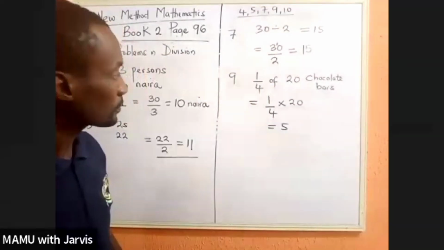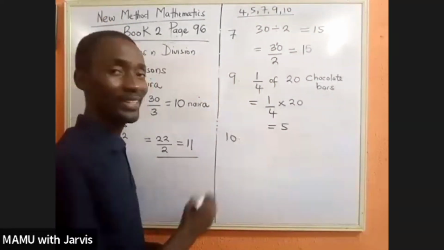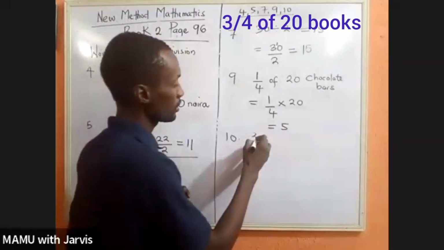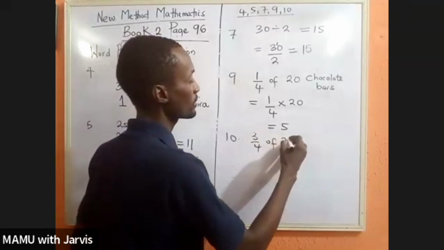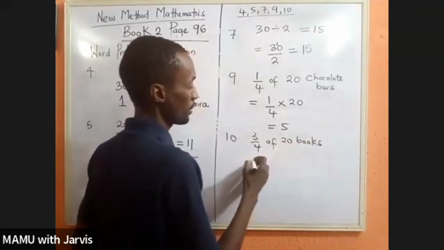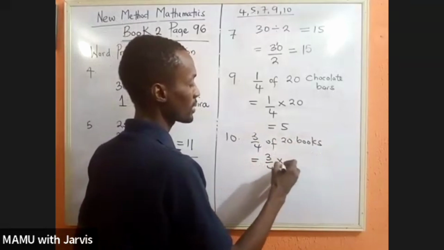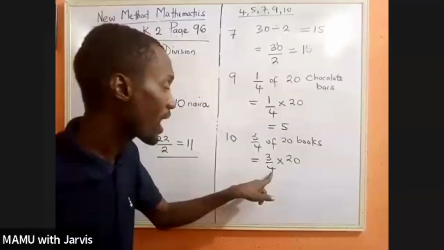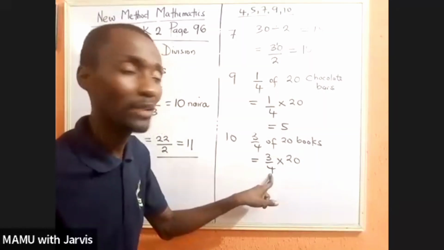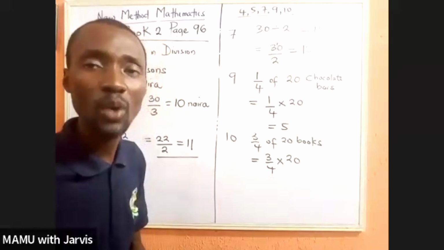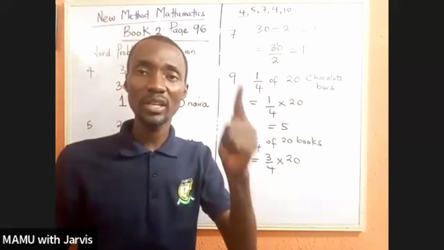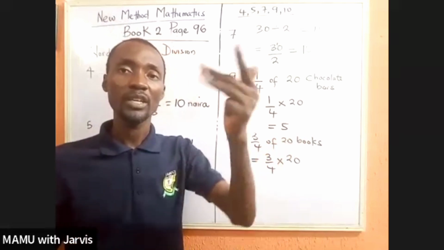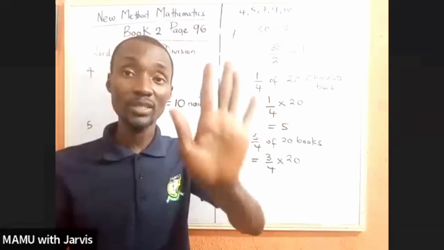Now, I think the only new idea you have here is where you have 3/4 of 20 books. Now, this will be 3/4 times 20. Here, watch what I'm going to do. I will start by reading my 4 times. You discover that 4 times 1, 4, 4 times 2, 8, 4 times 3, 12, 4 times 4, 16, 4 times 5, 20. That's 5.